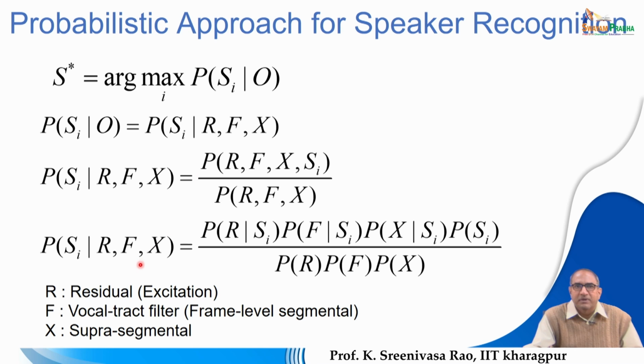Excitation source R is nothing but the residual or excitation component of speech, F is the vocal tract filter component of speech, and X is the suprasegmental information. With respect to these three, one can compute the posterior probability of a speaker using this formulation, the joint probability of all of them. This in turn can be done using conditional probabilities, like the speaker identity with respect to the residual, the speaker identity with respect to this one, and so on.